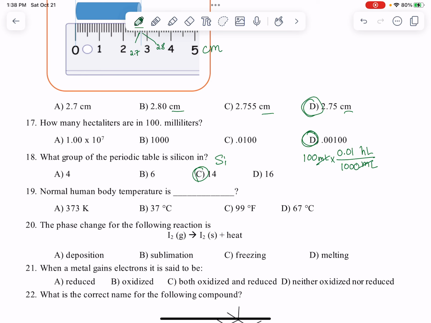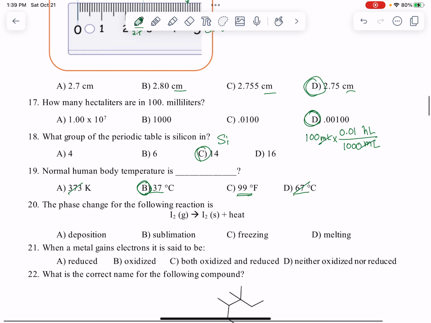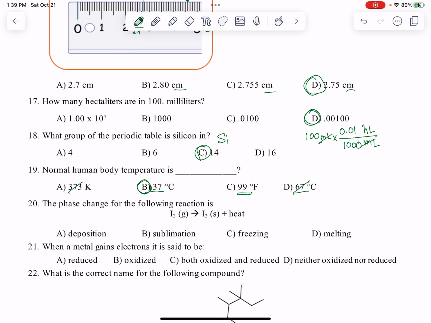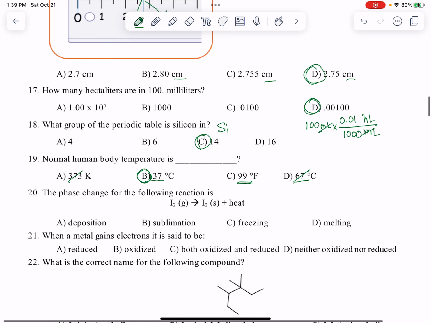Normal human body temperature is, you might have this one memorized, 37 degrees Celsius. You could have eliminated a couple of these. 67 degrees Celsius is awfully hot. Remember, room temperature is 25 degrees Celsius. So that would have gotten those. Most people do know that it's 98.6 is normal human body temperature. So it's not 99, it is 37.